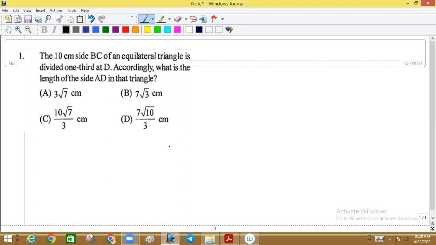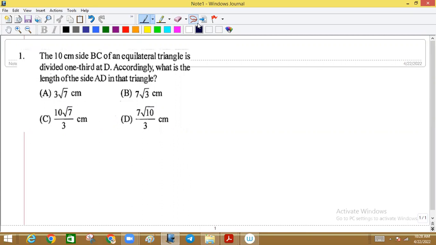Triangles questions. The 10 centimeter side BC of an equilateral triangle is divided 1/3 at D. Accordingly, what is the length of the side AD in the triangle?